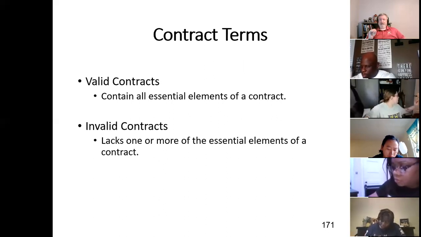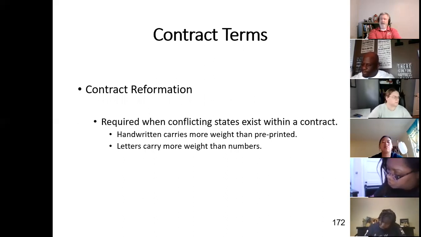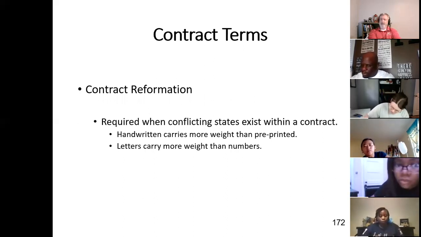But if any of these essential elements are missing or lacking, then it's considered invalid and obviously would not be enforceable in court. I hope that makes sense to everybody. All right. And then you see the term contract reformation. Reformation is the term I want you to pay attention to.